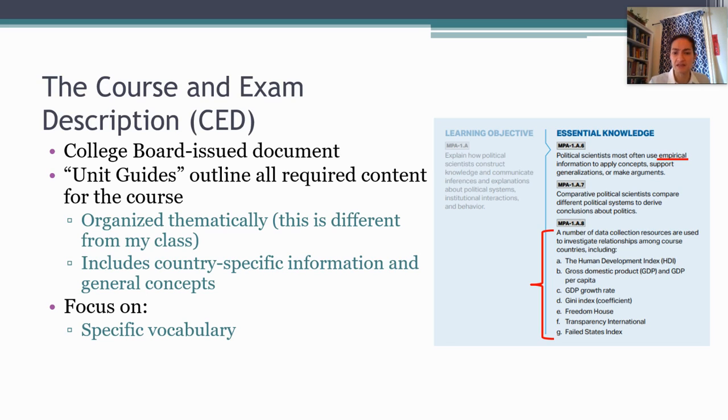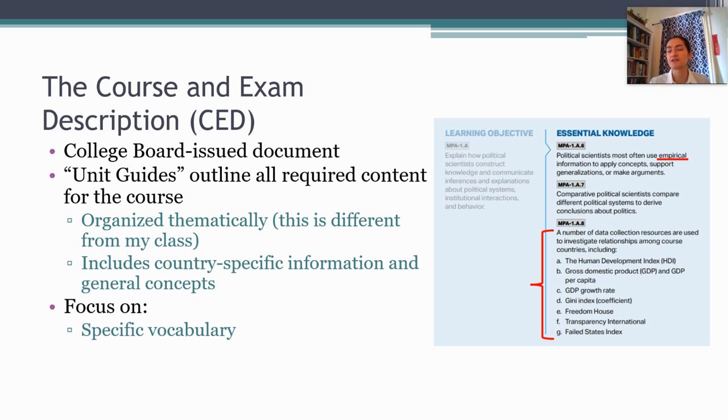I also want to pay attention, especially every time I see a list of terms, right? If I'm looking down at the bottom of this screenshot, I'll see just a list of indices, of measurements, of terms that I need to be able to understand if they are presented to me in a graph or in a table or in a quantitative analysis question, right? So you have to know, because it's on this list in the CED, what the Human Development Index is.